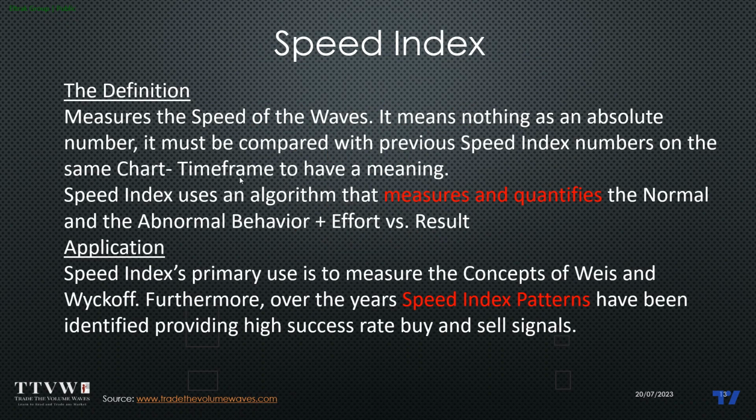So now let's talk about speed index and how it helps us identify these behaviors. The definition, first of all: it measures the speed of the waves. It means nothing by itself as an absolute number. But in order to have a meaning, it has to be compared with the previous speed index numbers on the same chart on the same time frame. Then it has a meaning. Speed index uses an algorithm that measures and quantifies the normal and the abnormal behavior plus the effort versus result.